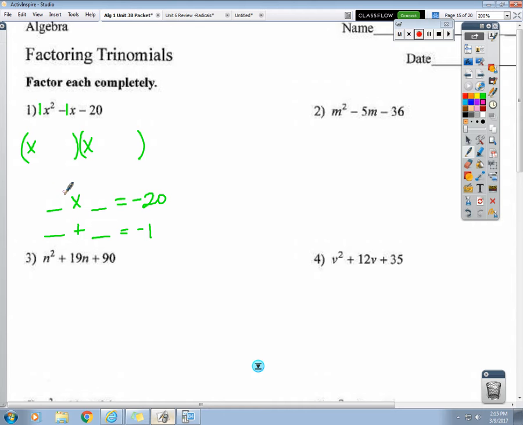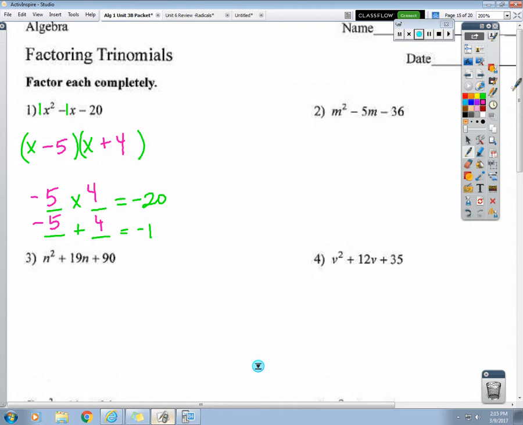They won't make a 1 when you add them. 5 and 4. But what kind of 5 and 4 will add up to a negative 1? Negative 5. Remember, if you want your answer to stay in the negatives, the bigger number needs to be negative. If you want your answer to stay positive, the bigger number would need to be positive when you're adding. So now it's x minus 5, x plus 4, and you're done.